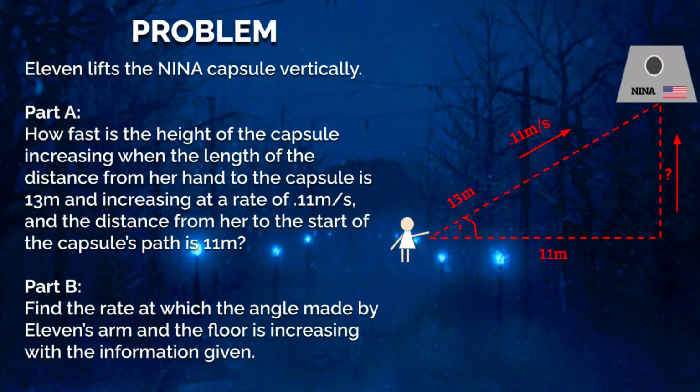Thanks, James. Now let's talk about the angle. The angle is a two-part problem, and in part A, we're trying to find how fast the height of the capsule is increasing, and in part B, we're trying to find the rate at which the angle made by 11's arm and the floor is increasing.